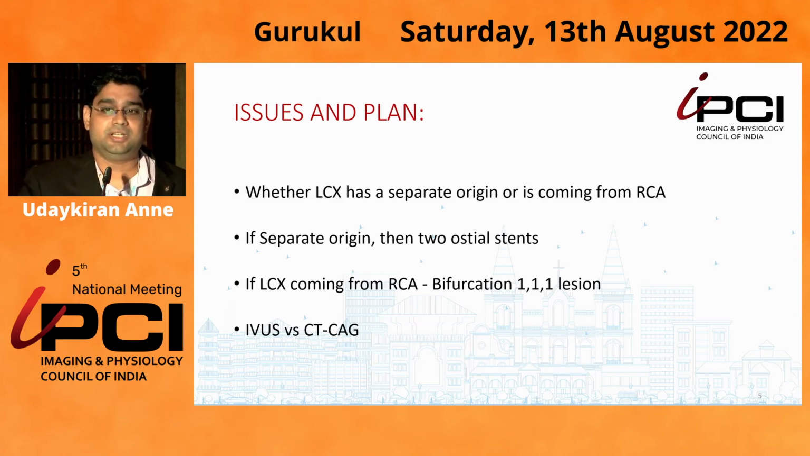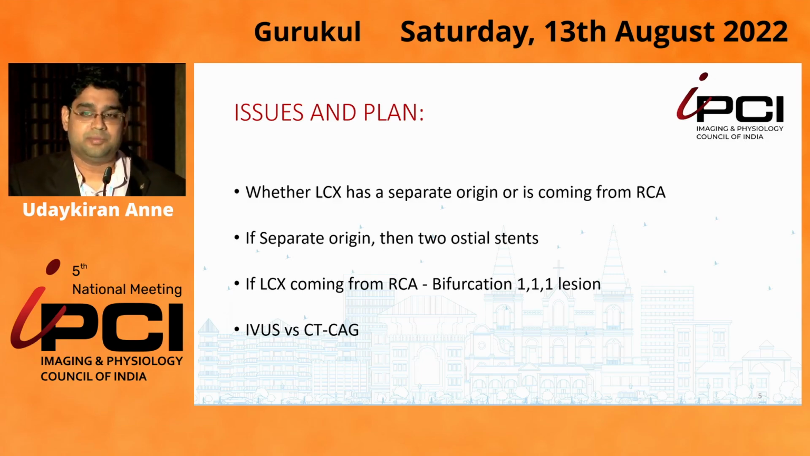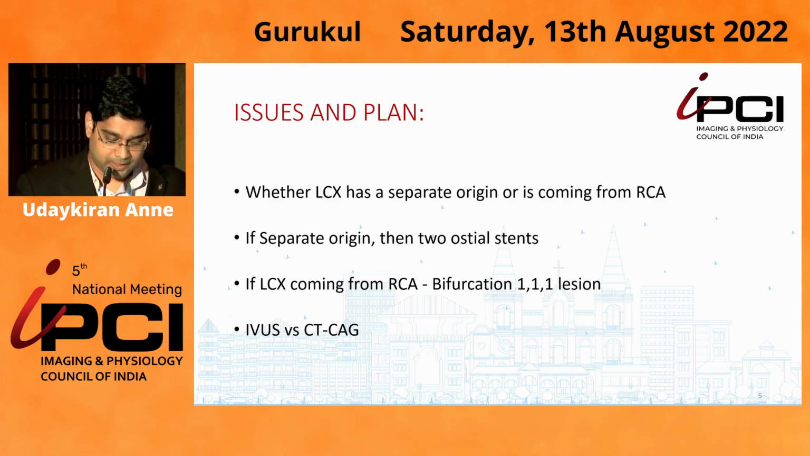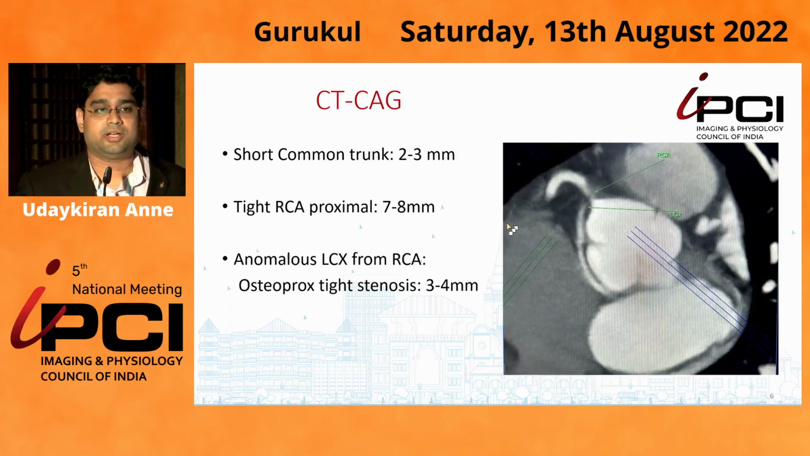So we chose a CT angiogram, where the LMCA is completely normal and the aorta and its branches are also clean. And we got this information from the CT angiogram. There is a short common trunk, around 2 to 3 millimeters, with a tight proximal RCA lesion about 7 to 8 millimeters in length, and the anomalous LCX also has an ostial lesion which is less than 5 millimeters, around 3 to 4 millimeters. So this is the information we got, and approximate sizing of the vessels.